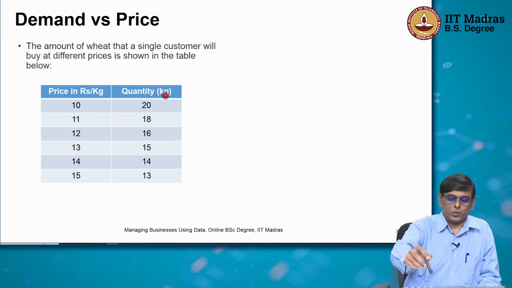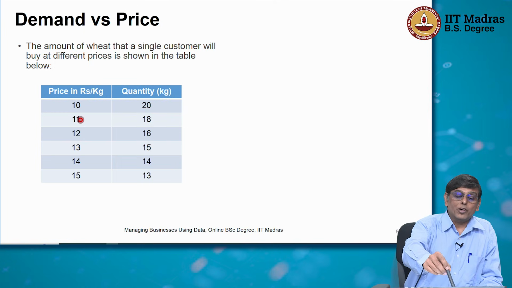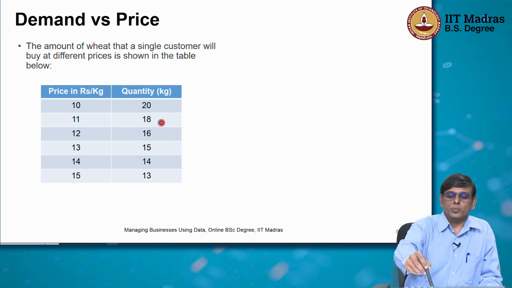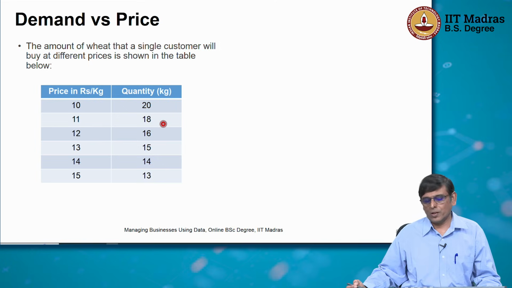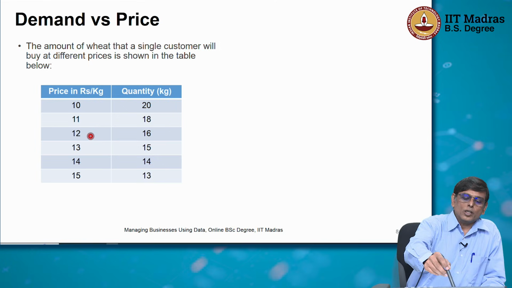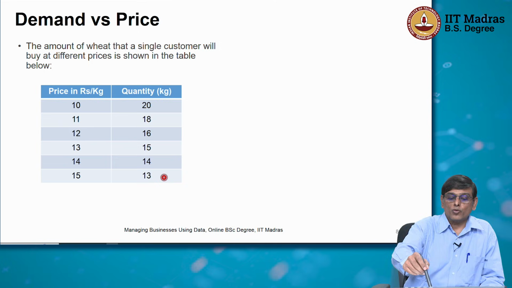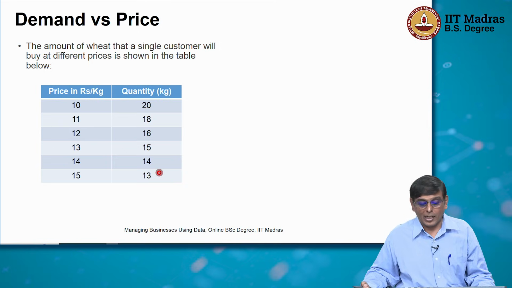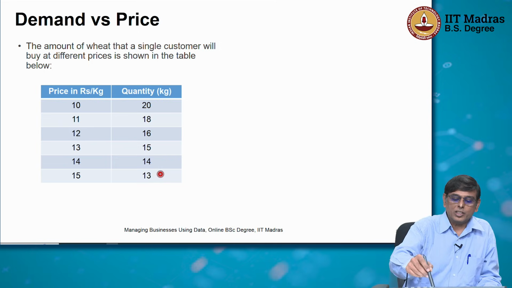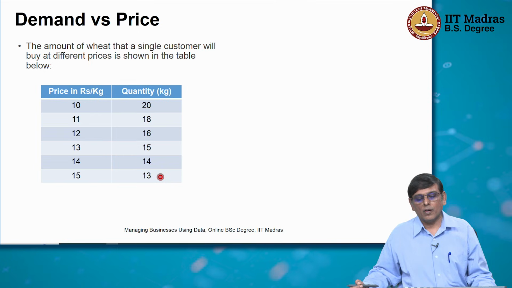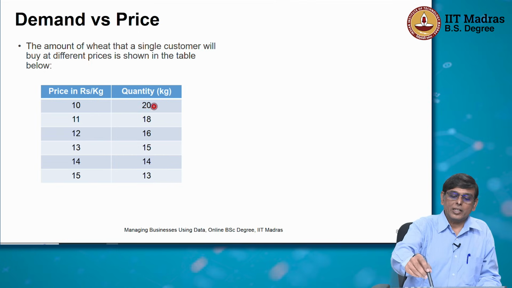So 20 into 10, 200 rupees. On the other hand, if you give 11 rupees a kilo, with 200 rupees he can only accommodate 18 kilos of wheat. At 12 rupees a kilo, only 16 can be accommodated, something like that. So as we keep increasing the price, the amount of wheat that the person is willing to buy keeps decreasing; at 15, he is willing to buy only 13 kilos of wheat. So the amount of wheat the person is willing to buy at different prices keeps changing.